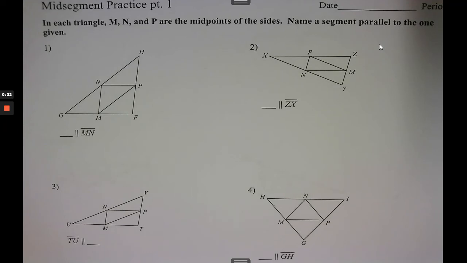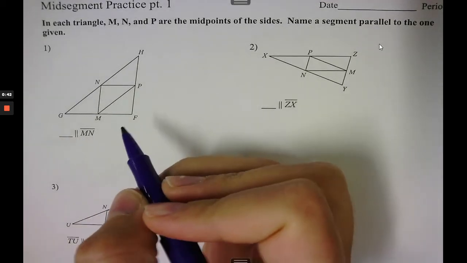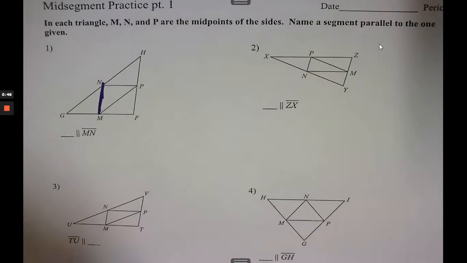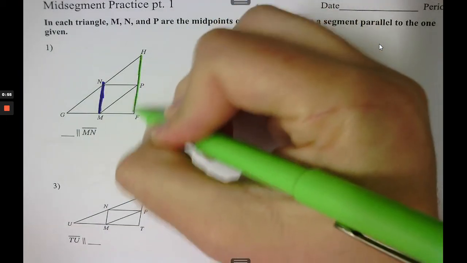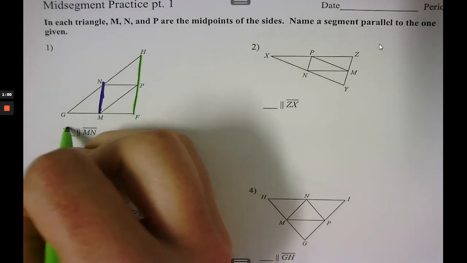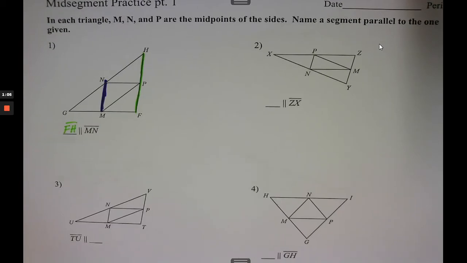So, in triangle MNP, the midpoints of the sides, name the segment parallel to the one given. So, we're given MN. The first thing I'm going to do is go through and mark where that is. And I want to pick the side that is running parallel to that from the larger triangle. So in the larger triangle, it would appear that FH or HF, completely up to you which way you put it. Okay, I'm going to put FH is running parallel.